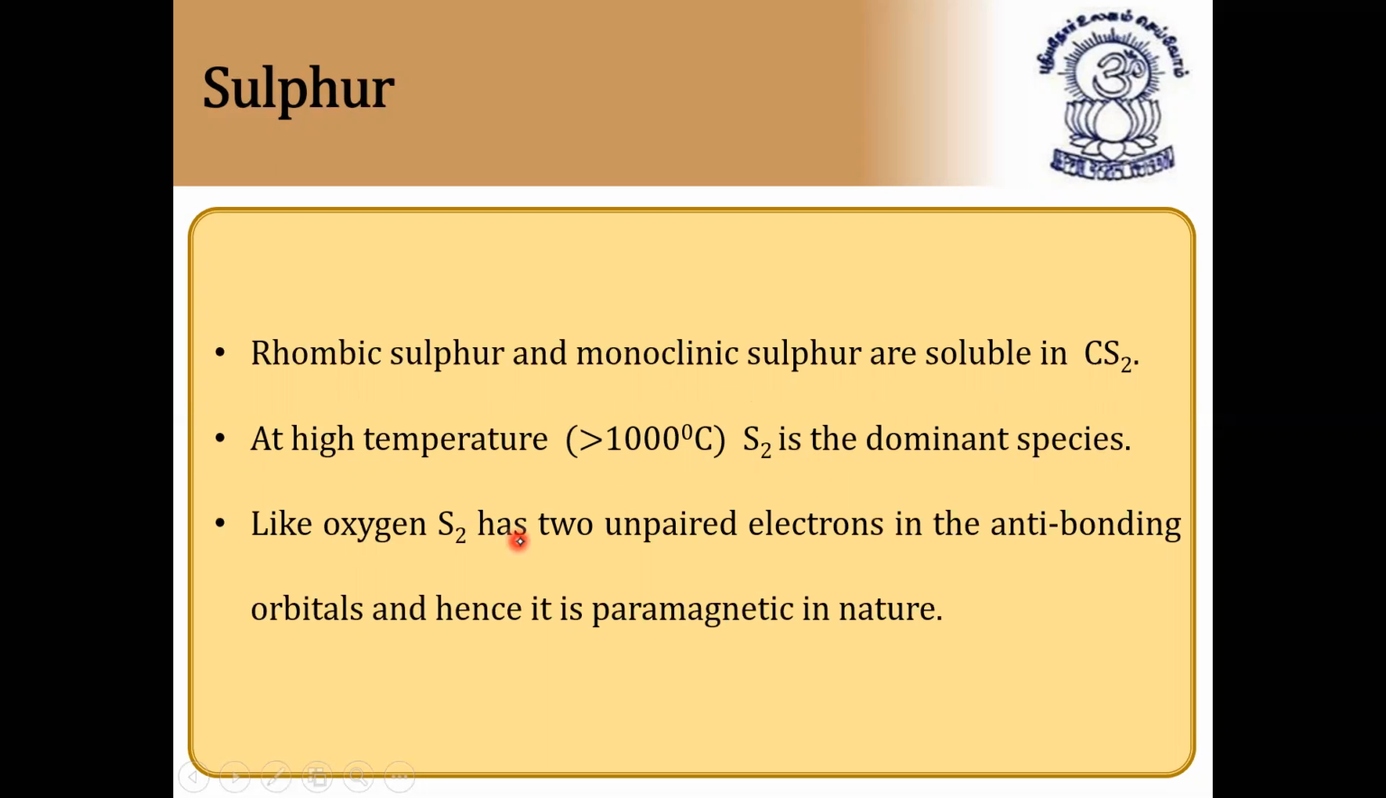Like oxygen, S2 has two unpaired electrons in the antibonding orbitals and hence it is paramagnetic in nature. Oxygen is also paramagnetic, and sulfur is also paramagnetic because they contain unpaired electrons in antibonding orbitals. What is antibonding and bonding? That we'll be discussing in 12th class, in molecular orbital theory of chemical bonding.